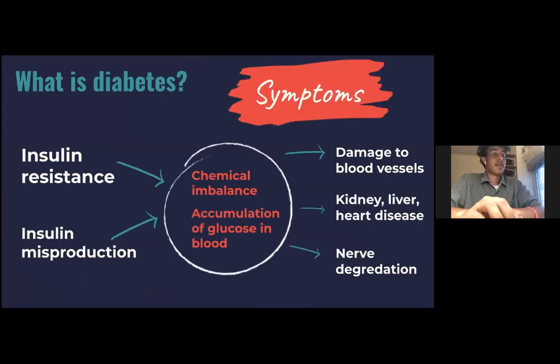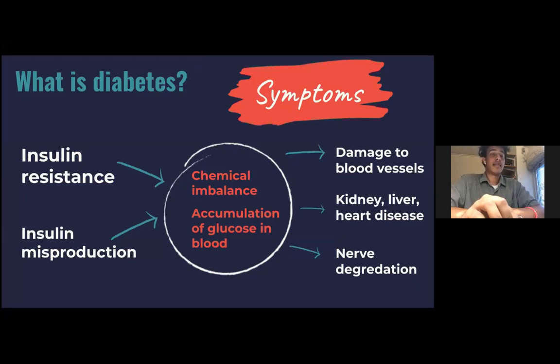Okay, so when a person has diabetes and they develop insulin resistance and insulin misproduction, since your cells aren't absorbing the glucose that you get from eating, the glucose starts to accumulate in your blood, and this can really cause a lot of damage to blood vessels. Then, again, since the cells aren't absorbing enough glucose, they may not have enough energy to do the processes that they would typically be doing.